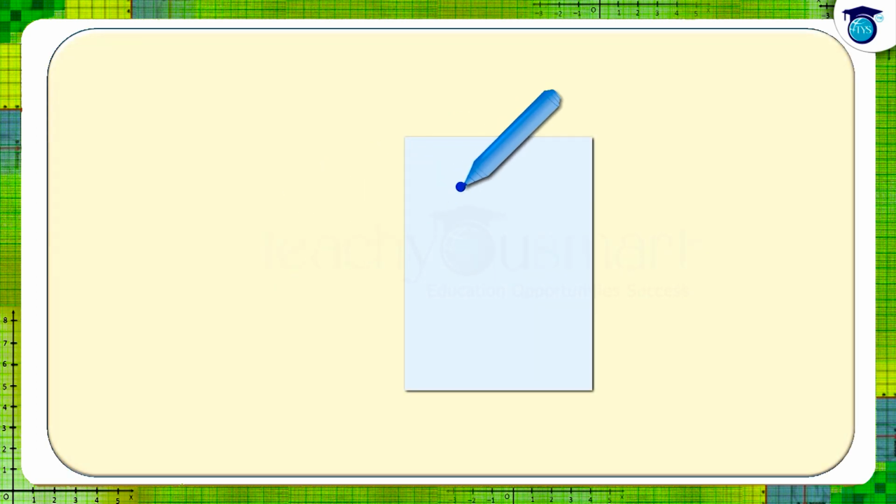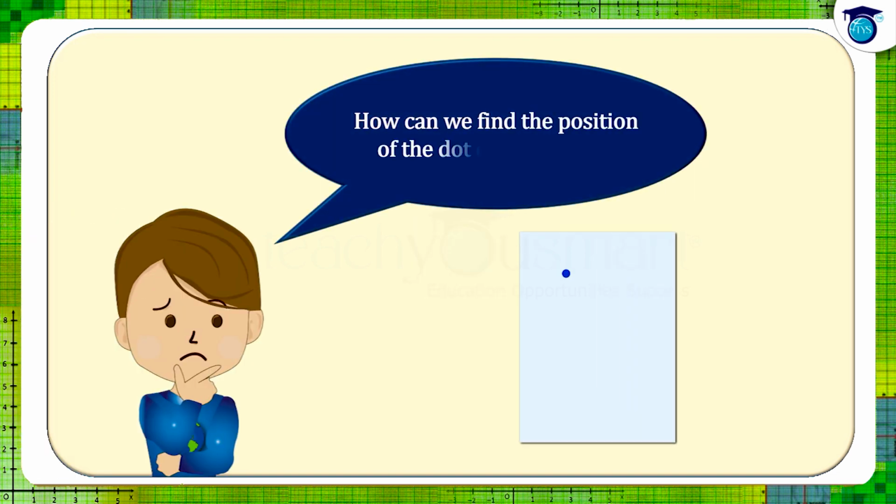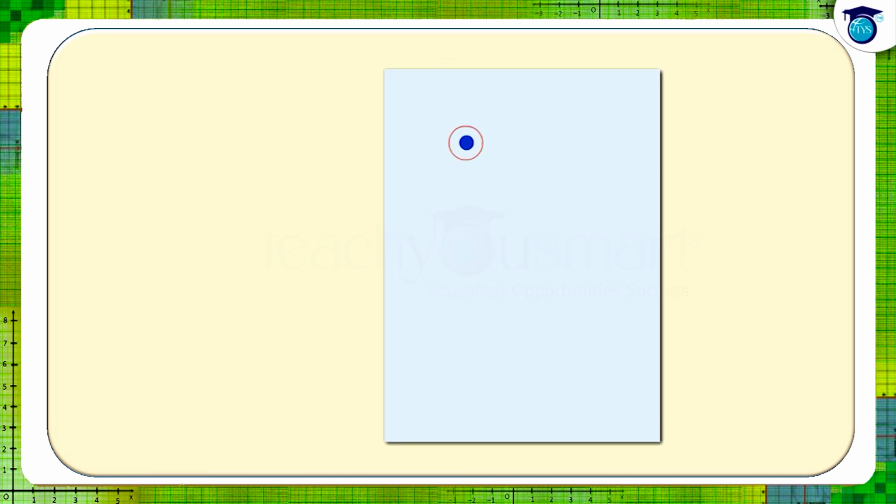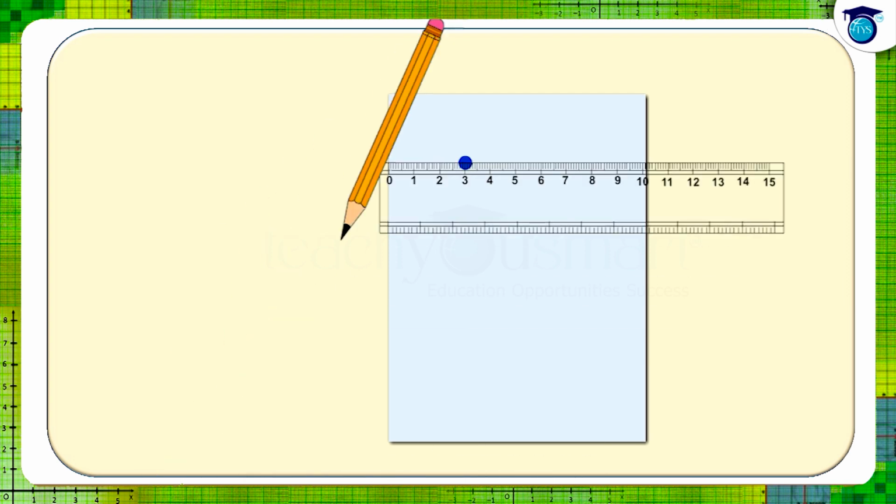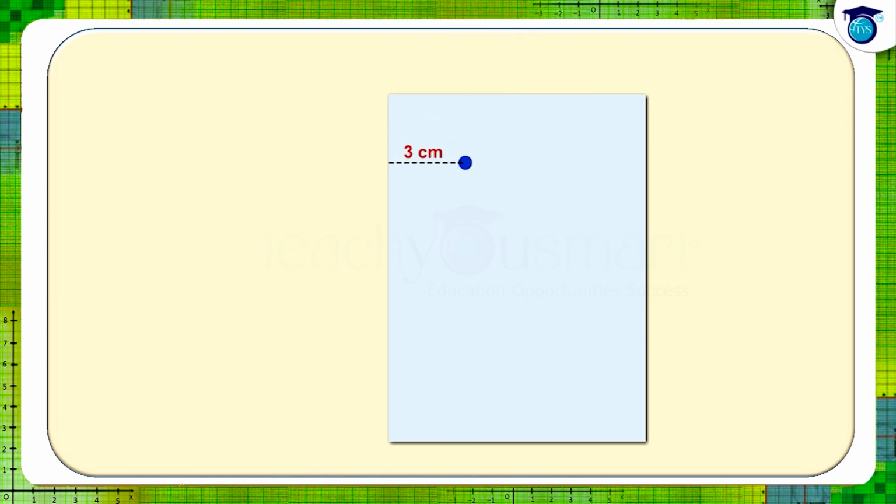Suppose we put a dot on a sheet of paper. How can we find the position of the dot on the paper? If we say that the dot is near the left side of the paper, or the upper corner of the paper, then this statement does not fix the position of the point. But if we say, this dot is 3 centimeters from the left edge of the paper, and also at a distance of 11 centimeters above the bottom line, we now know exactly where the dot is.